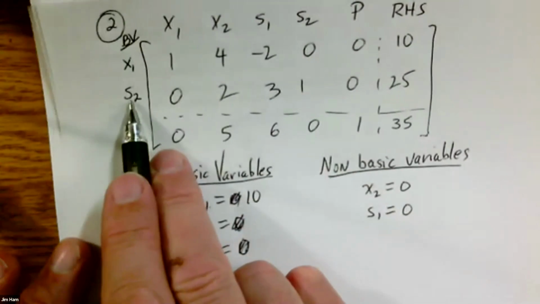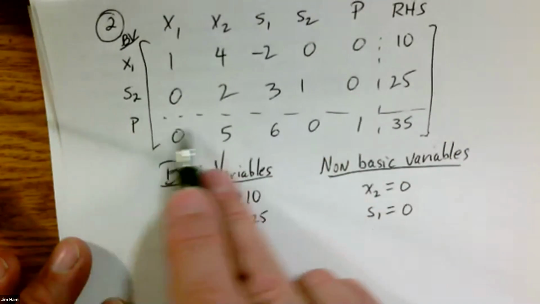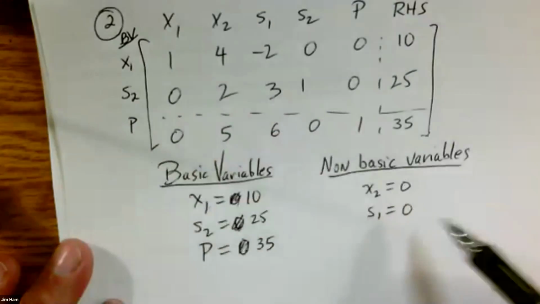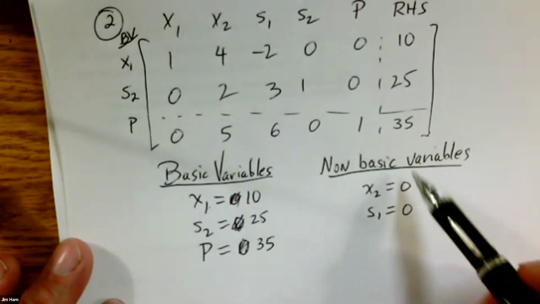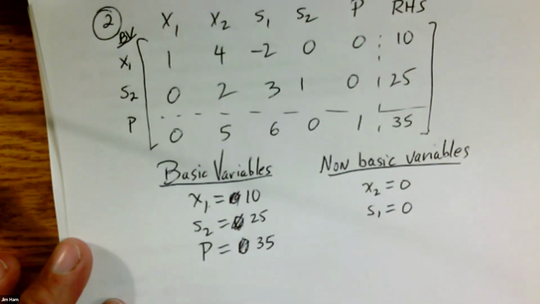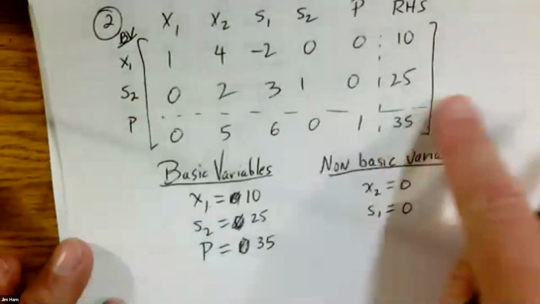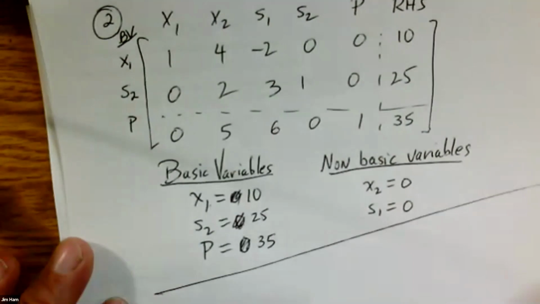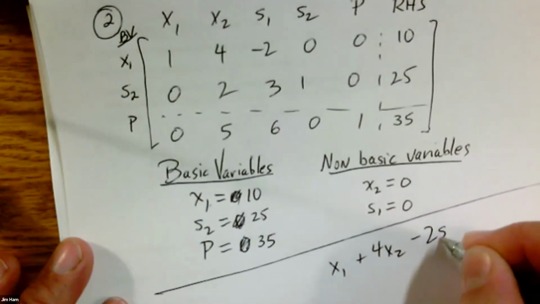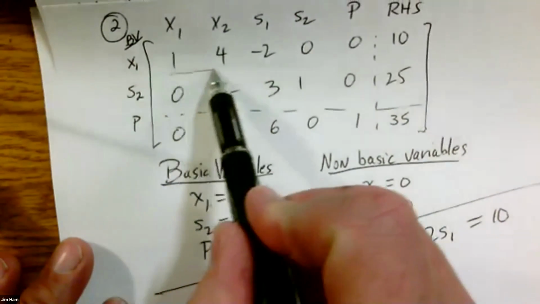The basic variable of this row, you go all the way over and you get 25. And the basic variable of the last row is going to be 35. Basic variables, non-basic variables. Now you can see that this solution is, I know it's kind of hocus pocus here, magic, but if you wrote the 3 equations that correspond to these 3 rows, this is what you would have. You would have x1 plus 4x2 minus 2s1, 0, 0 equals 10. That's this row here.